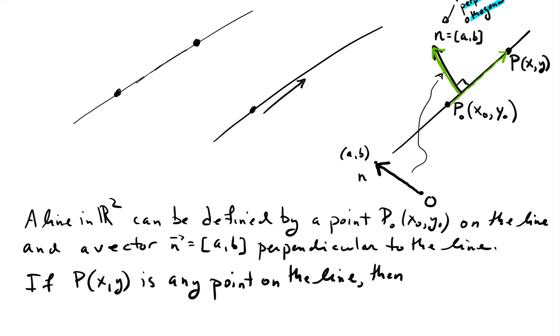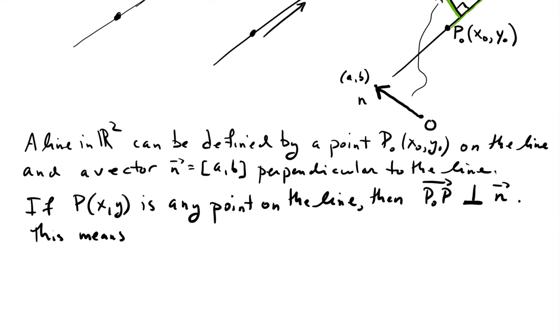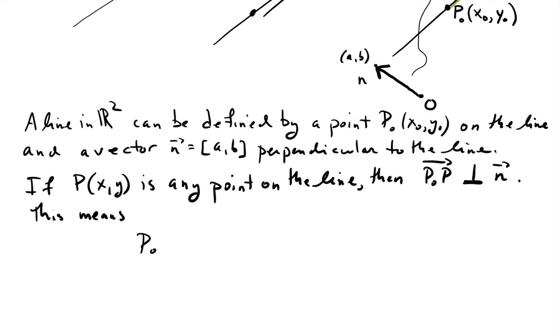So I can write, if P is any point on the line, then it means that the vector going from P0 to P is perpendicular to vector N. Now, whenever we say that things are perpendicular, we've got the right tool now to translate this statement. That tool is the dot product. When two vectors are perpendicular, their dot product is equal to 0. So this means P0P dot product N is equal to 0.